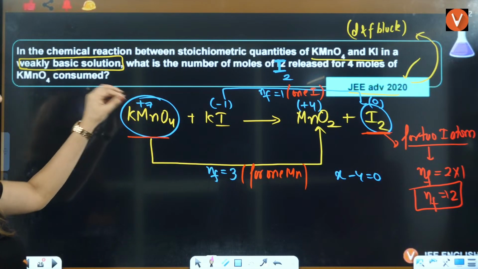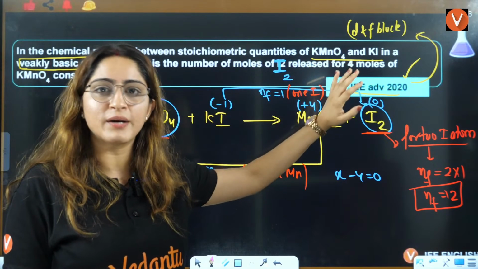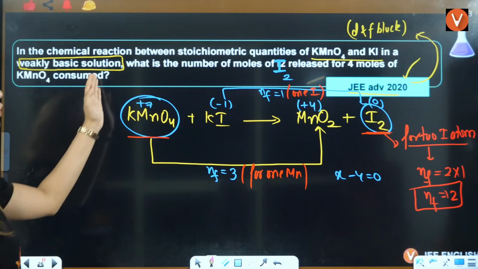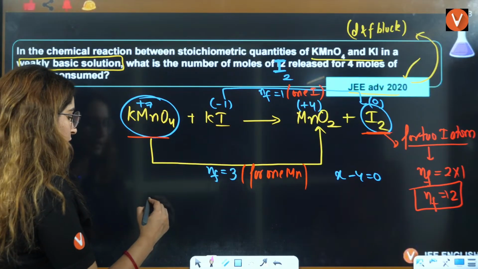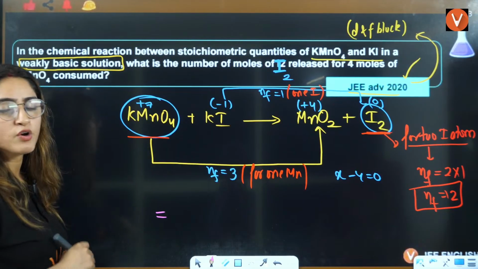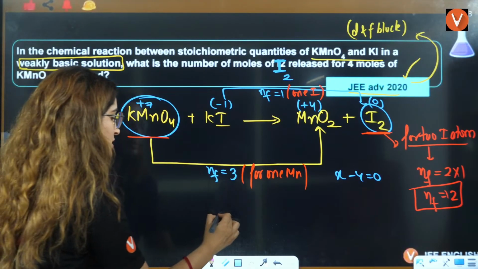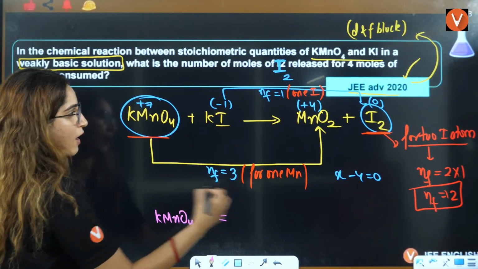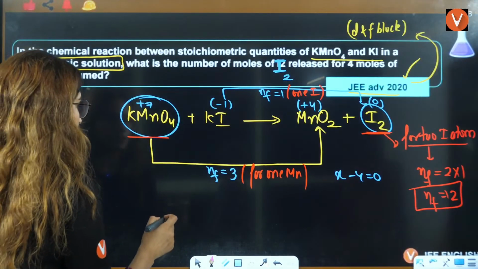Now once you know the N factor here, what else, number of moles. Now you must feel that N factor is such a big deal, but it is actually very simple. When it is on your fingertips, it is simple, right? So now they are saying what is the number of moles of I2 released when 4 moles of this are required. Simple thing, right? This is the number of moles of KMnO4, right? So when you apply law of chemical equivalence, you can say 1 gram equivalence of KMnO4 is equal to 1 gram equivalence of I2, right? I'll just write it on the next page as well.